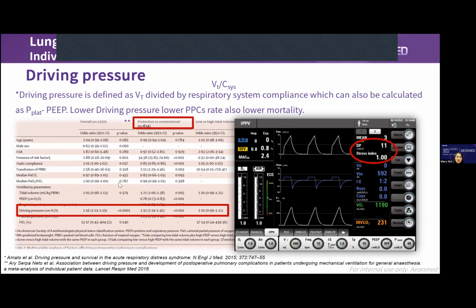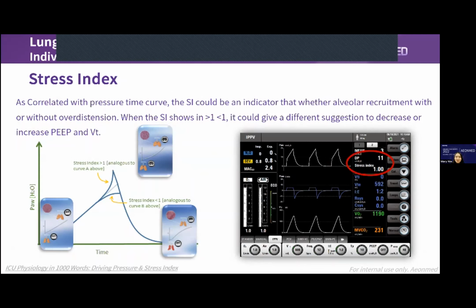And in this article published in New England and Lancet, it shows that for the patient under the protective ventilation versus the conventional one, the driving pressure gives a very statistical difference between these two groups. So the driving pressure is a pretty good and intuitive monitoring parameter to help our anesthesiologists see whether we can have a very simple individualized PIP for my patients.